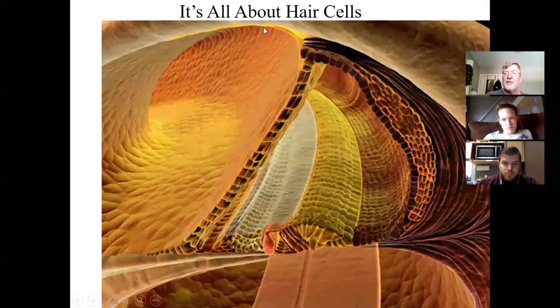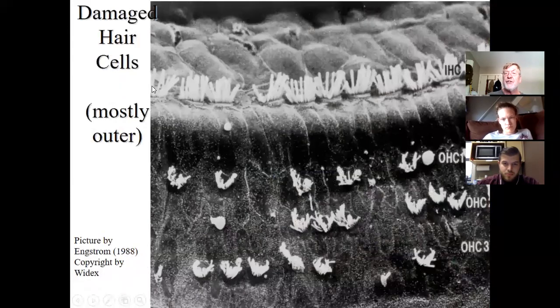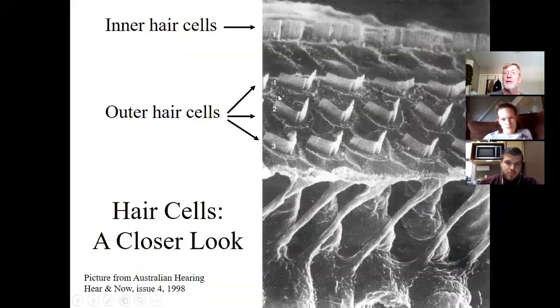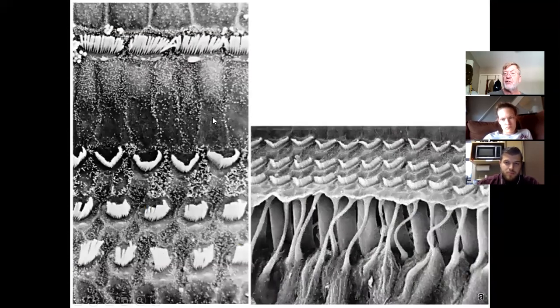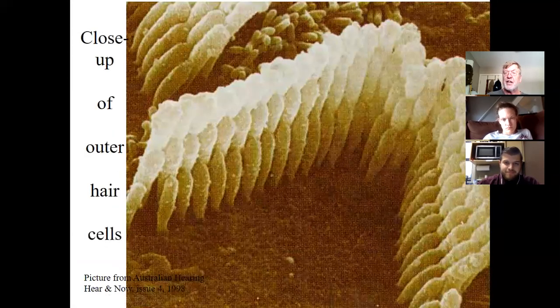Here's the scala media. Here's hair cells. Closer, here's hair cells, inner hair cells, outer hair cells, damaged outer hair cells, inner hair cells still pretty good, inner hair cells, outer hair cells. We'll look at all the stuff next week, and we shall play. Fun and games.